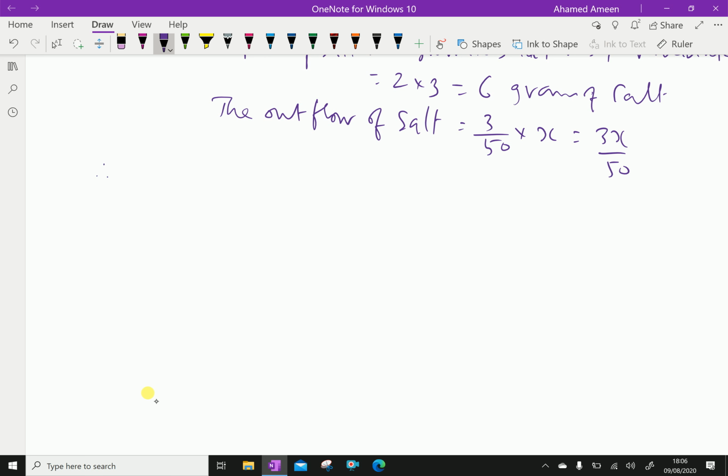Therefore, from that condition, you can write dx by dt equal to 6 minus 3x by 50. That is, dx by dt equals, with 50 as the LCM, 150 minus 3x over 50. Therefore, we can rearrange.